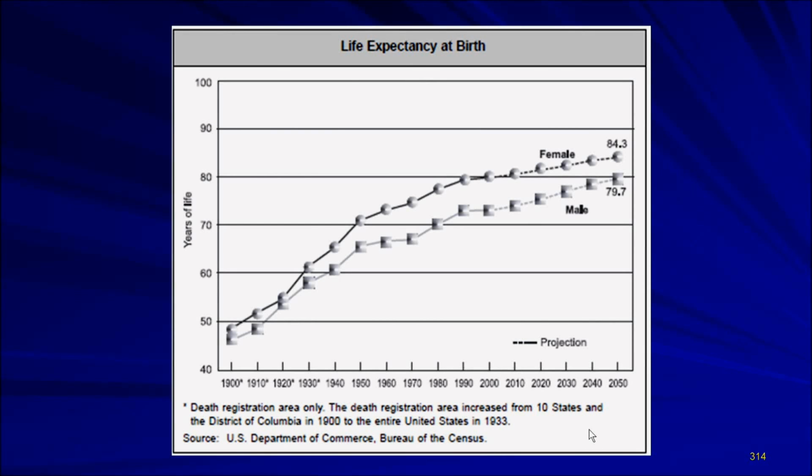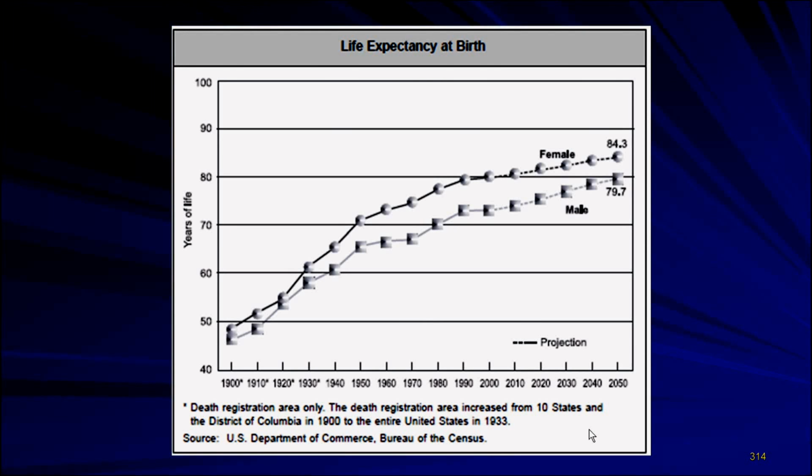Now, this is a graphic that we got from the U.S. Department of Commerce, and you can see what they're projecting for life expectancy for females and males. By 2050, they expect the median to be 84.3 years of age for females, and for males 79.7 years. Now, you can see that it's increasing.